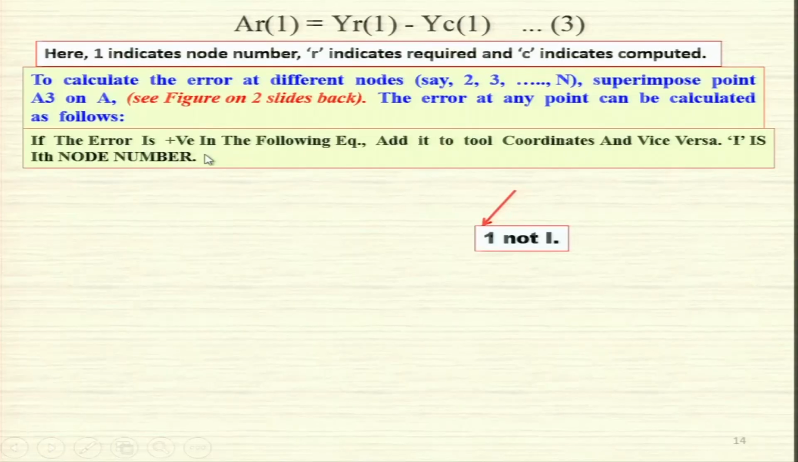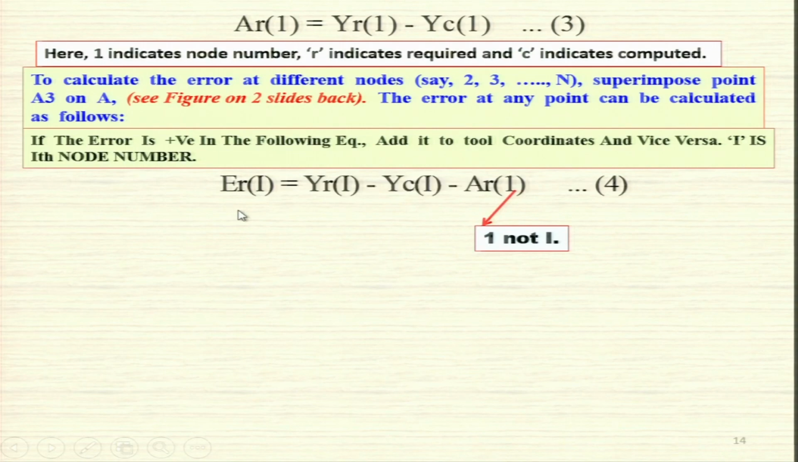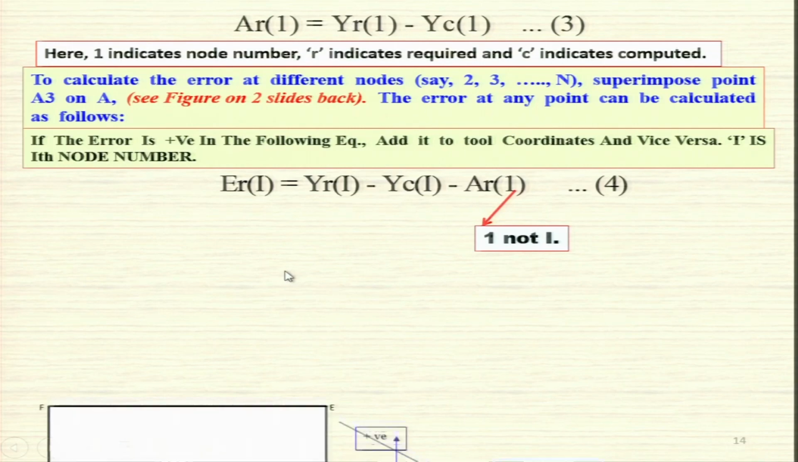If the error is positive, in the following equation, add it to tool coordinates, because tool coordinates have to be modified for the next design cycle, and vice versa. I is the ith node number. So, ERI, that is the error at the ith node, is Y RI minus Y CI minus AR1. Whatever was the error there, we have seen over here, AR1. So, that is to be substituted here.